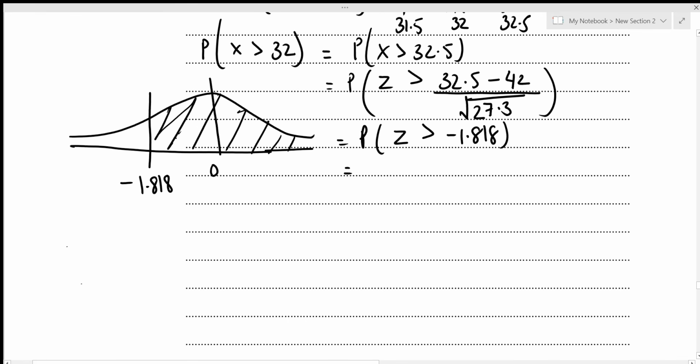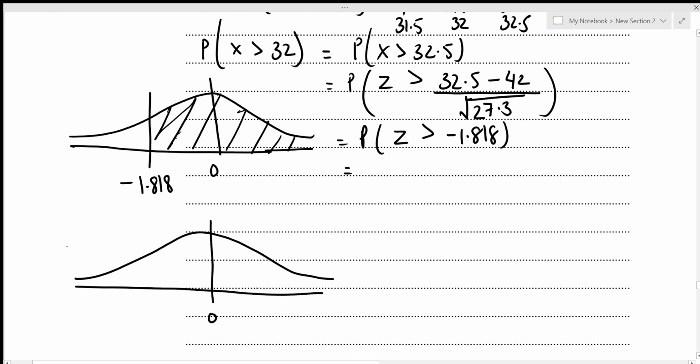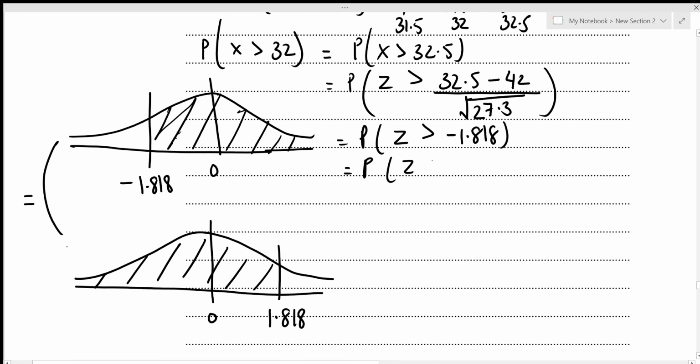Alright, using the symmetry property, we can just flip this figure. Somewhere around the right hand side is going to be positive 1.818, and the probability less than this value is going to be the same as the probability greater than negative 1.818. So this can just be written as the probability Z is less than positive 1.818.